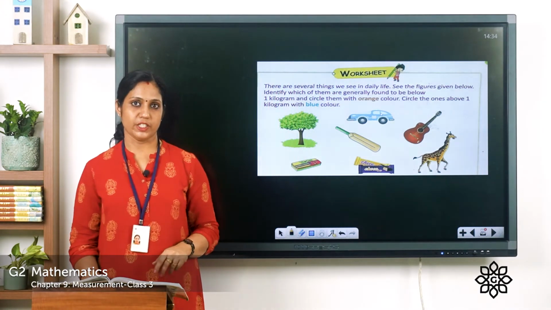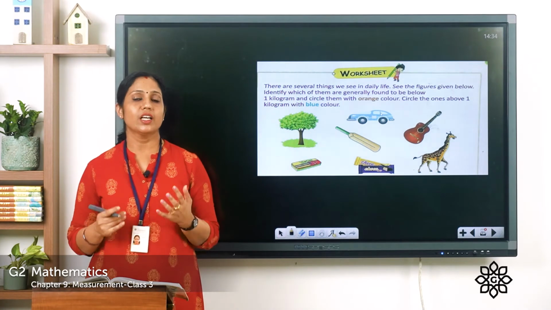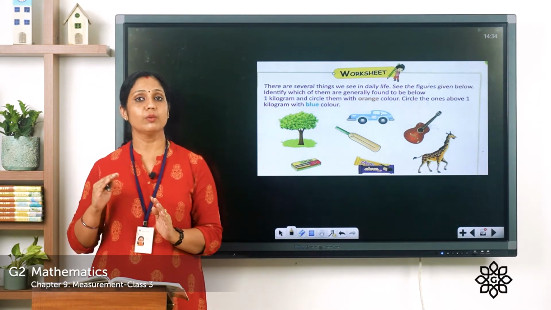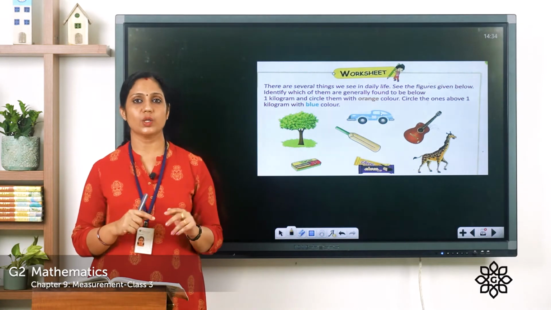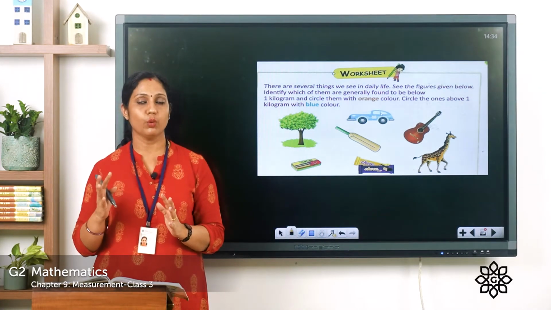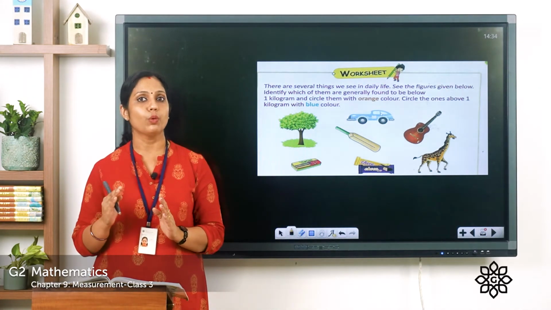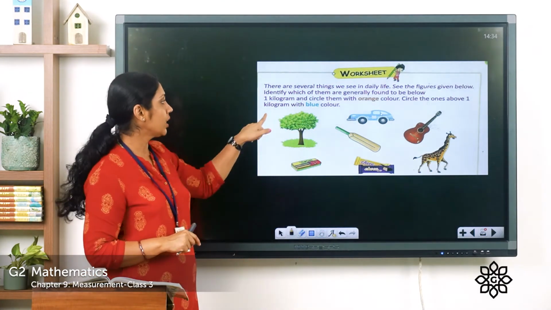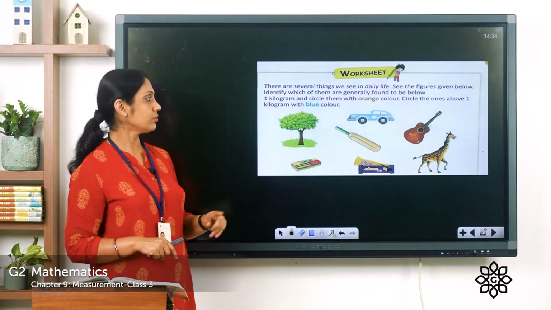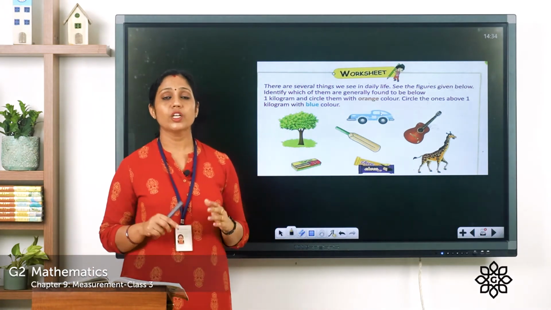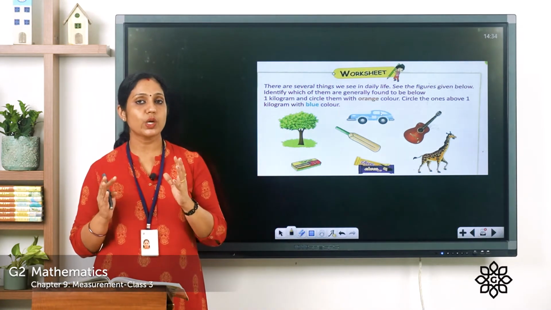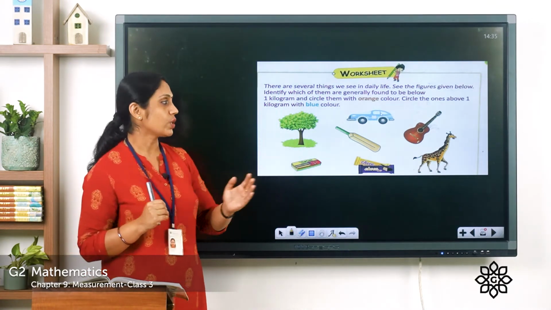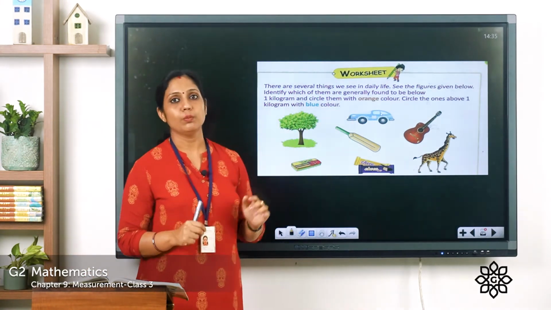So look at the first picture, that is a tree. Imagine whether a tree has more weight or less weight, whether it is more than 1 kilogram or less than 1 kilogram. It has more weight and we know that it is more than 1 kilogram. So you have to circle the tree with blue color. Now let's look at the car. A car also has weight, right? So we can say that it is more than 1 kilogram. So you can circle the car in blue color also.